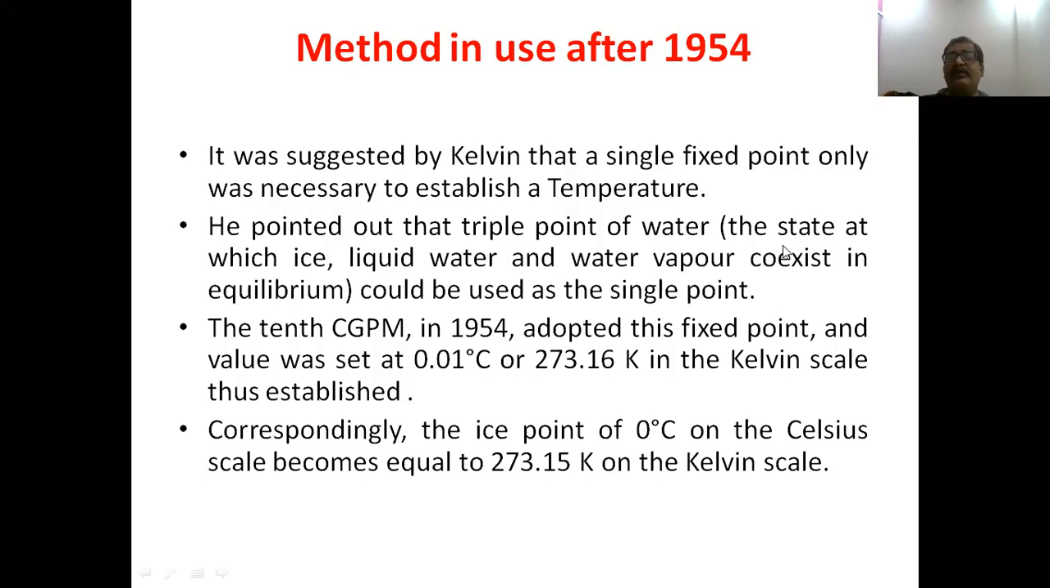But to convert from centigrade to Kelvin, we have to add only 273.15. 0 degree C means 273.15 Kelvin. The triple point of water is 273.16 Kelvin, which is 0.01 degree centigrade. But to convert from centigrade to Kelvin, we have to add 273.15.